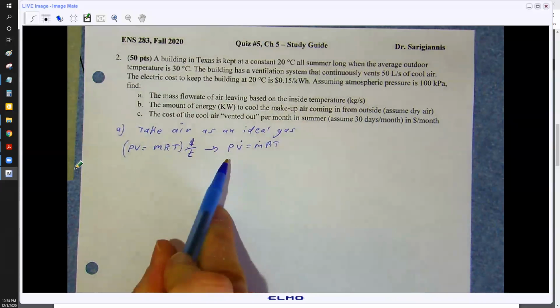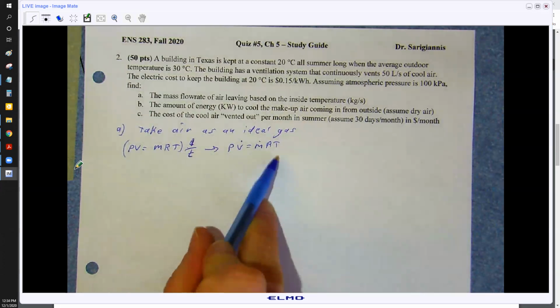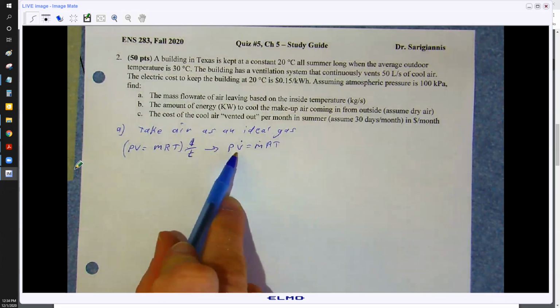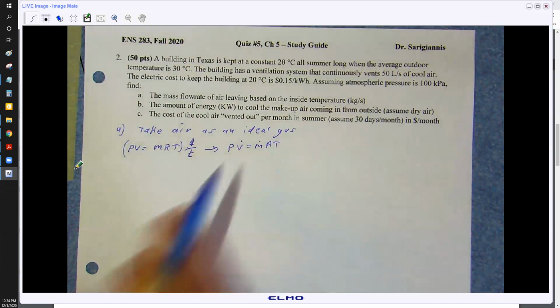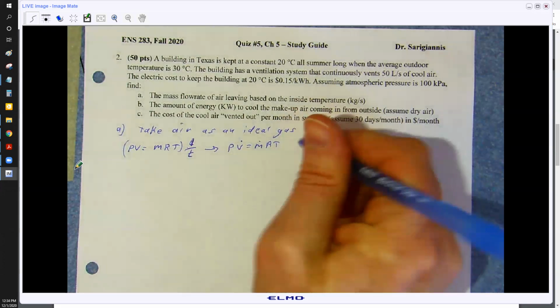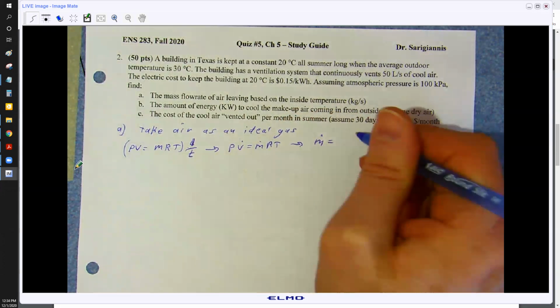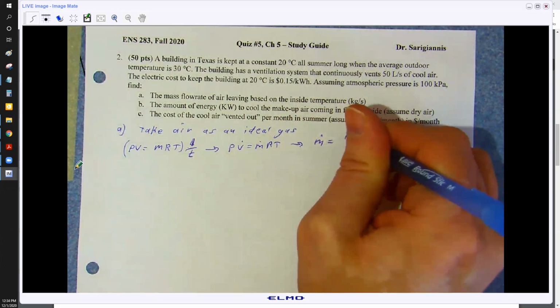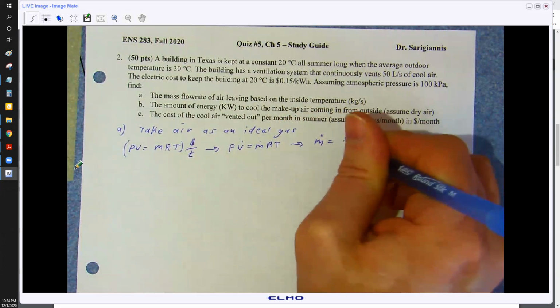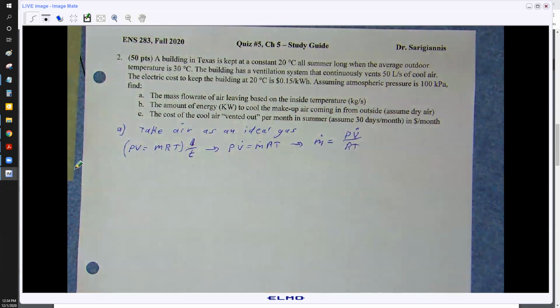It doesn't make sense to take pressure per time or temperature per time or gas constant per time, but volume per time is volumetric flow rate. Mass per time is mass flow rate. So here I can rearrange this and find m dot equals P V dot over RT. And we know the volumetric flow rate, we were given that, it is 50 liters per second.